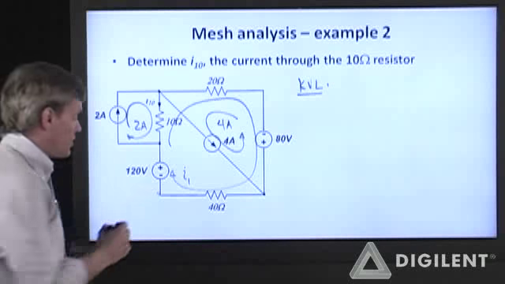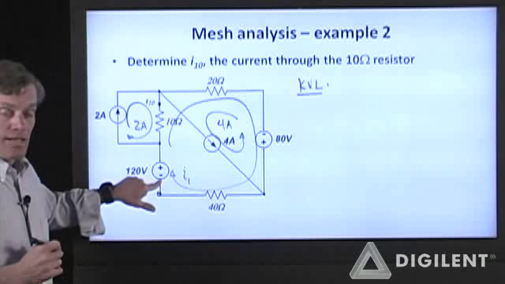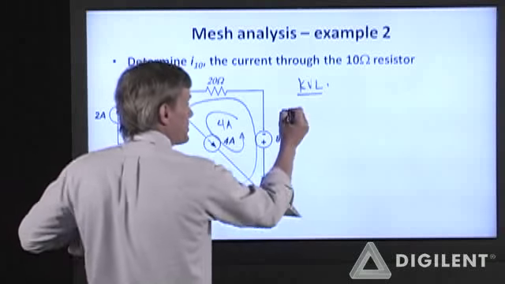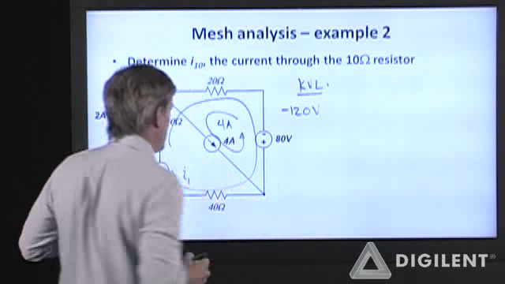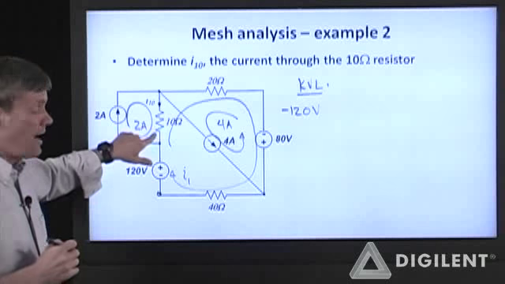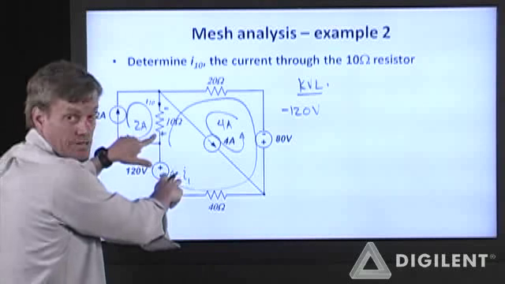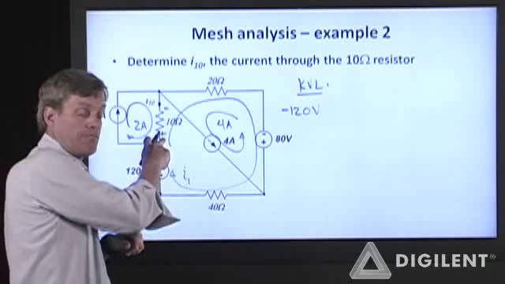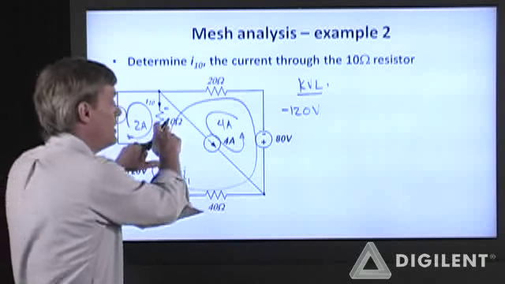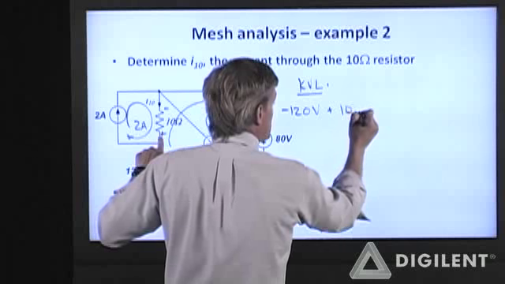I hit the negative terminal. If I start out down here, I hit the negative terminal of this voltage source first, so I have a minus 120 volt contribution from this. My voltage polarity is chosen relative to the mesh current I1, so this is my positive voltage node on this resistor. So I end up with a plus 10 ohms.